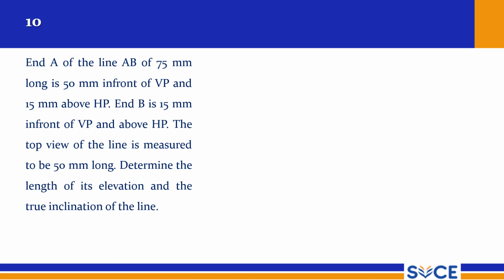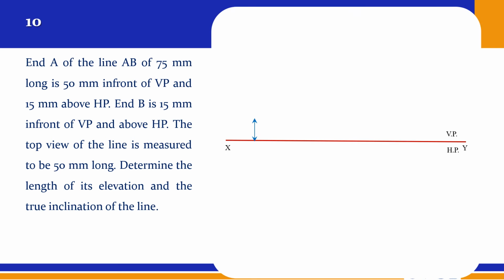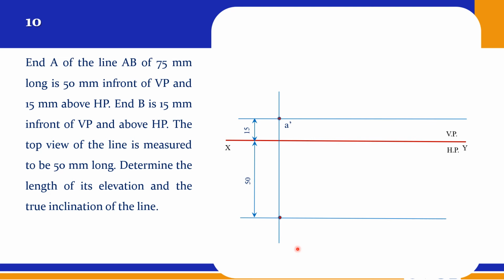It is also a very similar problem to the earlier problem. Draw the XY reference line at 15 mm. Draw the one end. So it is the locus of A at 50 mm in front of VP, and now you can mark A dash and A on the same projector, and this is the other end. We know the in front of distance, but above HP is not given, and this will become our locus of B, and we know the true length. So from A we can cut the arc. It is 75 mm. Sorry, it is 50 mm long, right? It is the 50 mm top view.